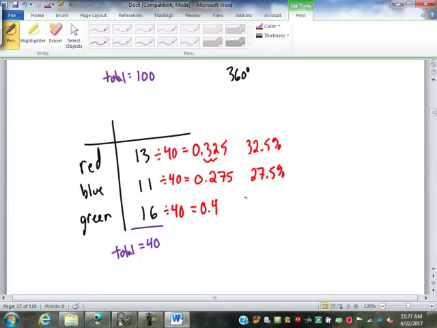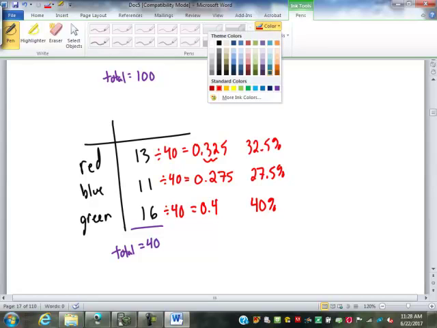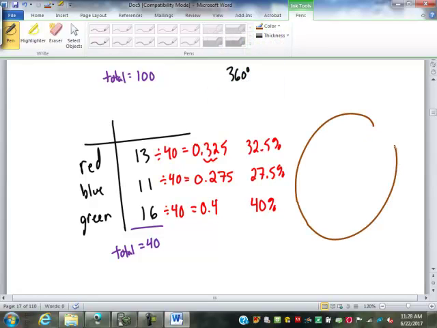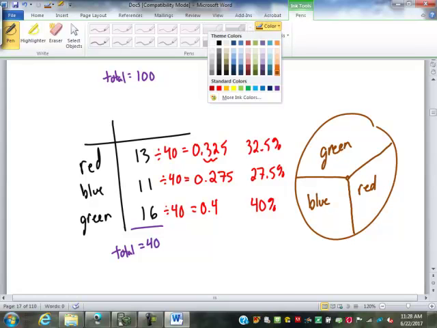0.4, right? So what percent is that? 40%. So again, on our circle, well, 40% is somewhat less than half. There's my green. 27.5 is slightly greater than a quarter. So that'd be my blue. The rest of it must be red. Close enough, right? Okay.